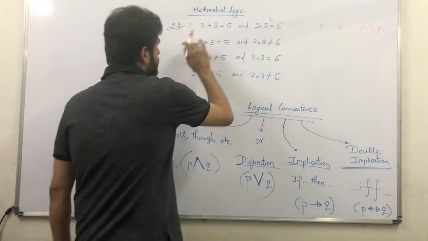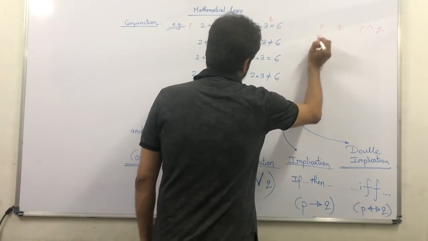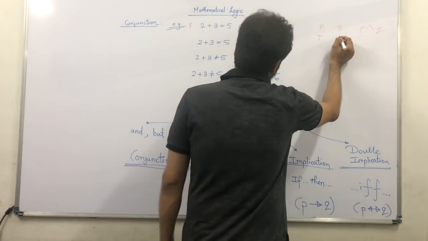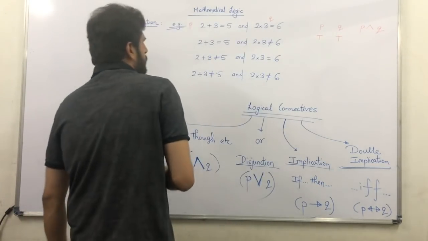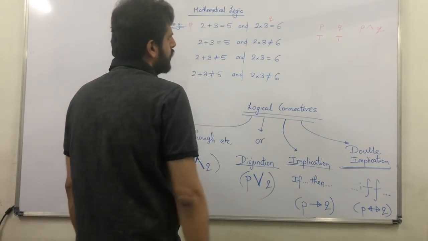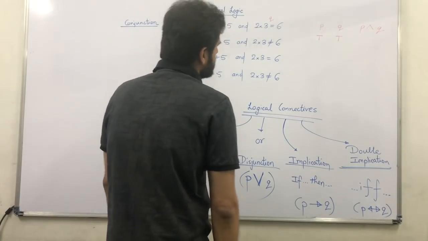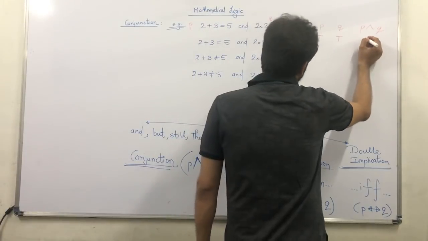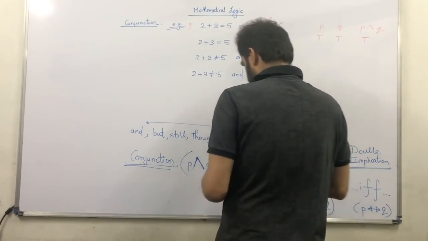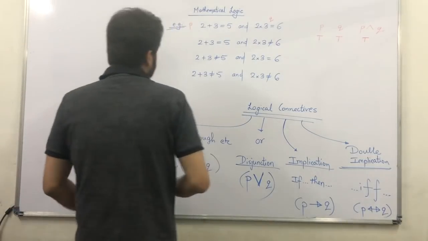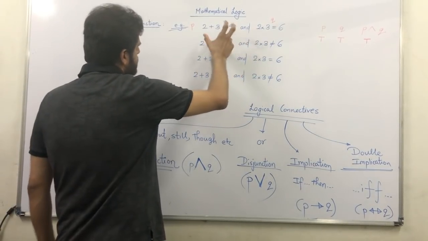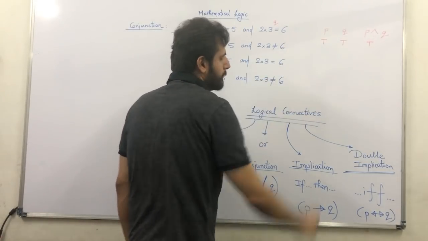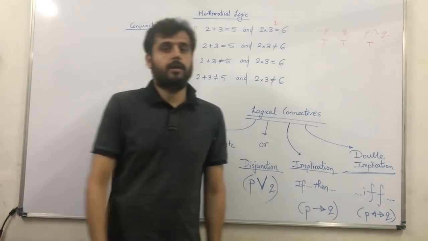The truth value for P is true, yes, it is T. Then the truth value for Q, 2 into 3 is 6, is a true statement, right? So Q is true. So P is true, Q is true, and the compound statement P and Q is also a true statement, right? Okay, I repeat again. When both the simple statements in the compound statement are true, then the conjunction is true.